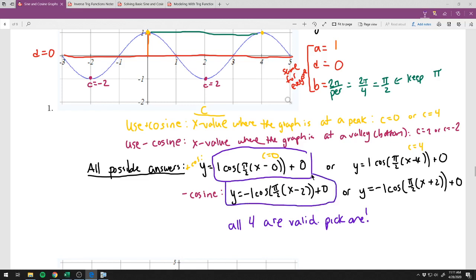But absolutely any of these are correct answers. All right, so what I'll do now, I'm not gonna graph all four in the calculator, but I'll graph, let's just say this first one here and then this one here. You can see they're exactly the same.